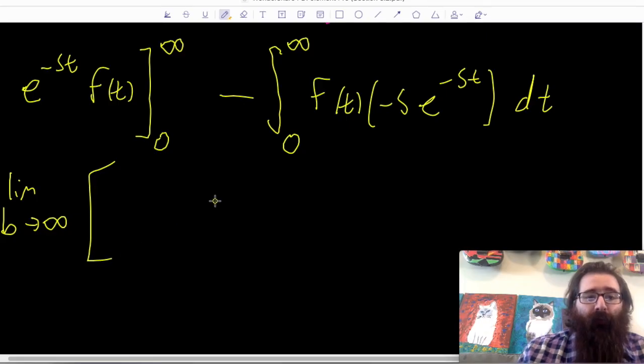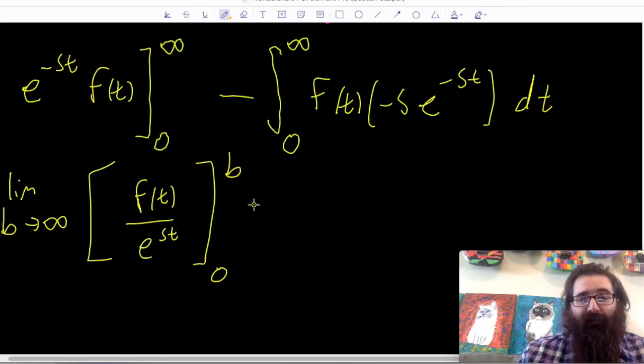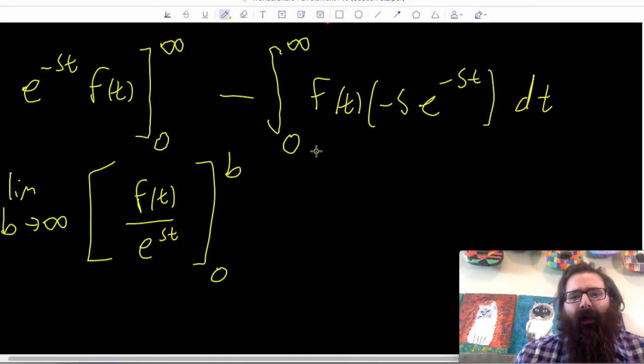And here I might rewrite it as well. Say here I can write this as f at t divided by e to the st. So f at t divided by e to the st. And this is from 0 to b. And I have that limit notation in front. And then here for the integral, let me leave it as an improper integral, but let me bring this negative s out in front.